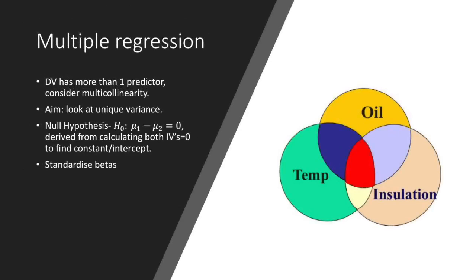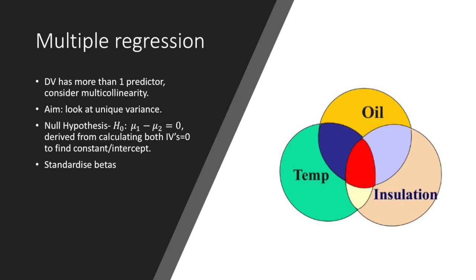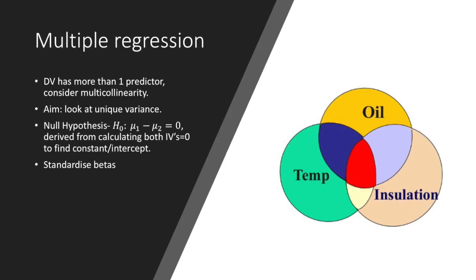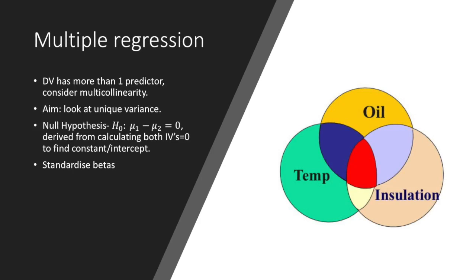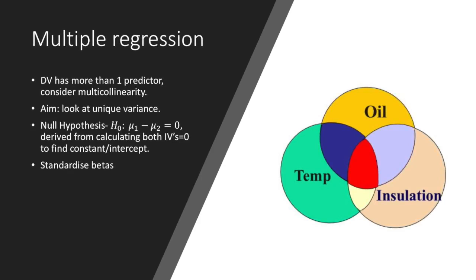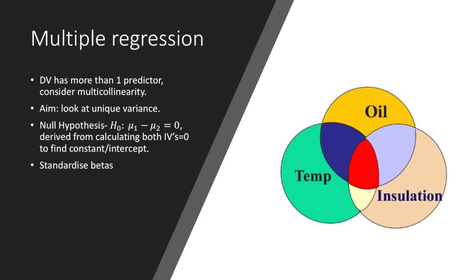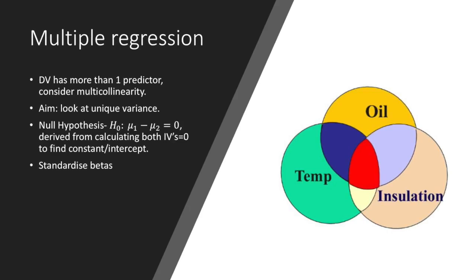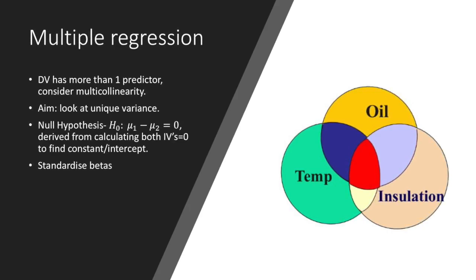Multiple regression is where we look at a dependent variable having more than one predictor. In there we need to consider multicollinearity. We want to look at the unique variance, and we can use a Venn diagram for overlap, as in to see whether the many different independent variables overlap with each other. And we use the same steps as simple linear regression.